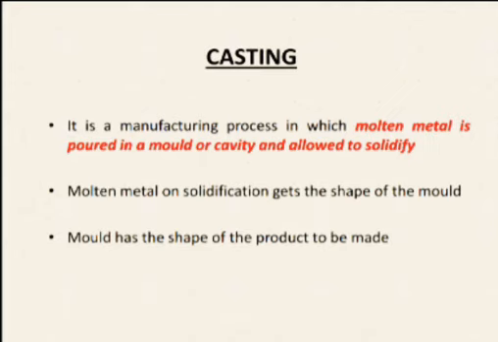It has four steps. The first step is that molten metal is poured into a mold or cavity and allowed to solidify. The second step is that the molten metal, on solidification, takes the shape of the mold. Third, the mold has the shape of the product to be made. And the fourth step is to inspect and machine the product if required.